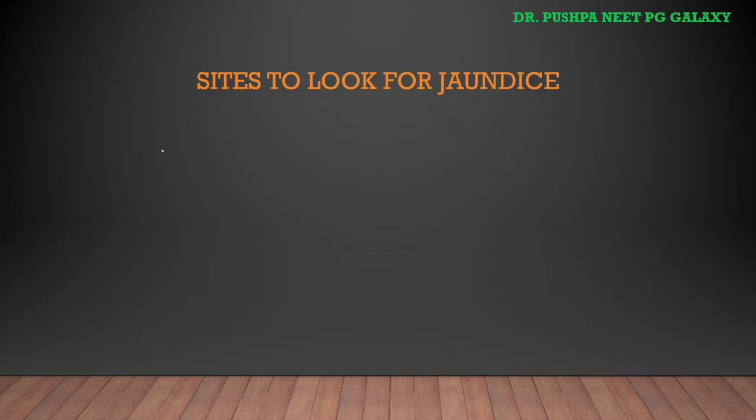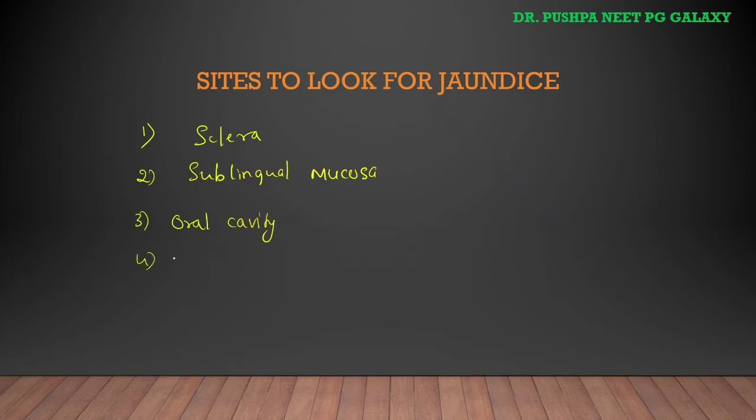What are the signs to look for jaundice? First one is sclera. We can see it in the sublingual mucosa, oral cavity, palms and soles, and we can see it in skin also.